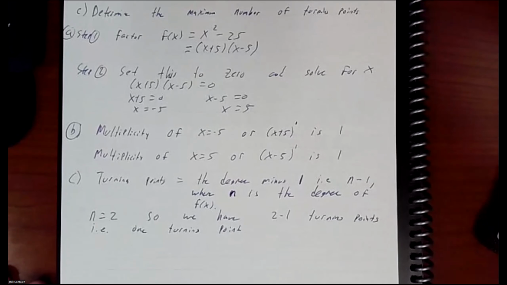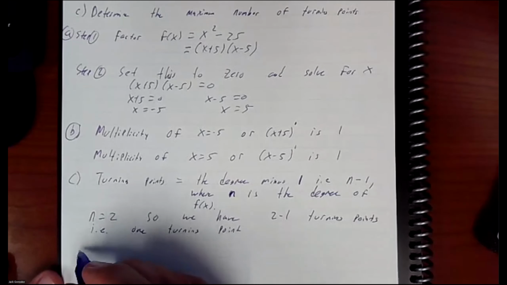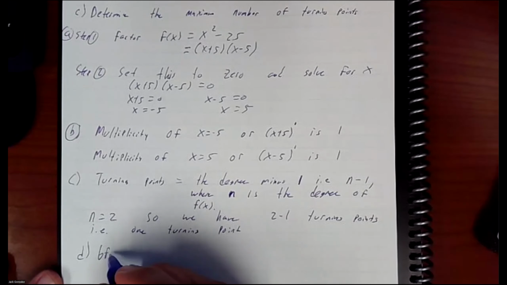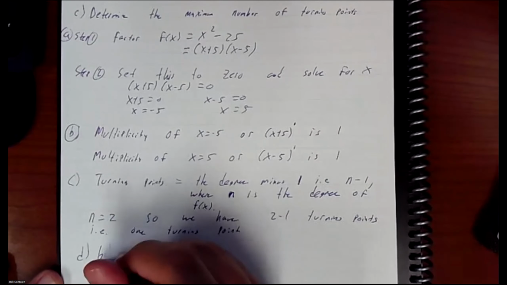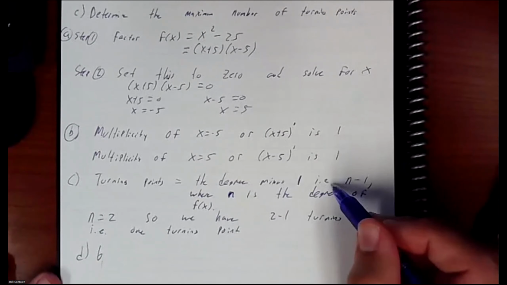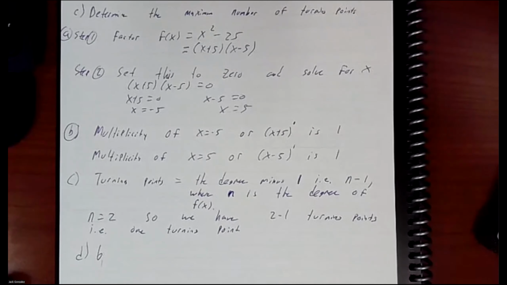Any questions on B or C? What is after the 1 on the first sentence in C? The degree minus 1 after that? What is that? Oh, i.e. I.e. Okay.